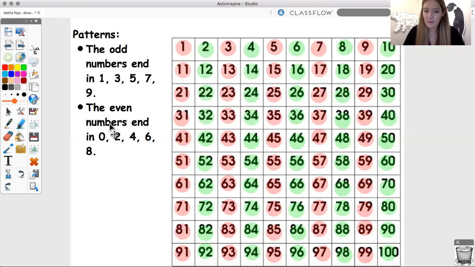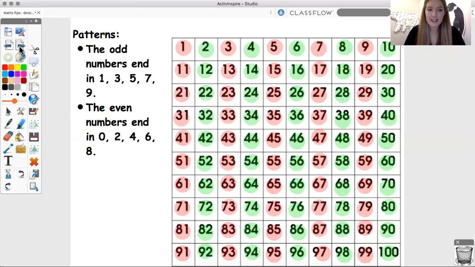Now let's look at the even numbers. The even numbers end in 0, 2, 4, 6, and 8. So let's see, we've got them ending in 2, 4, 6, 8, and 0. Now, with our tens numbers, we need to remember that the 0 doesn't stand for nothing. So this isn't number 4, this is 40. The 0 here is just holding that place value to show you that there are 0 ones, but we do have 4 tens. So just remember that.